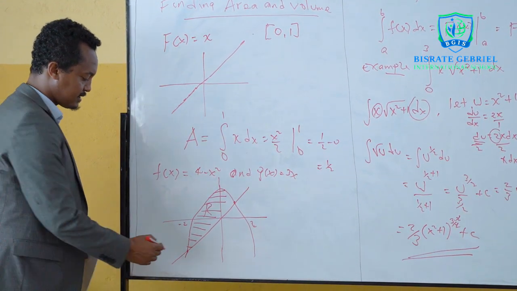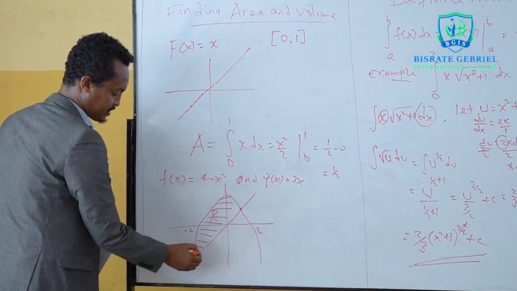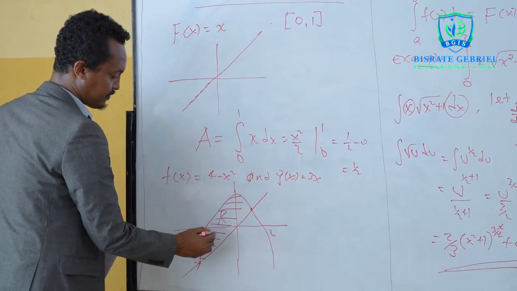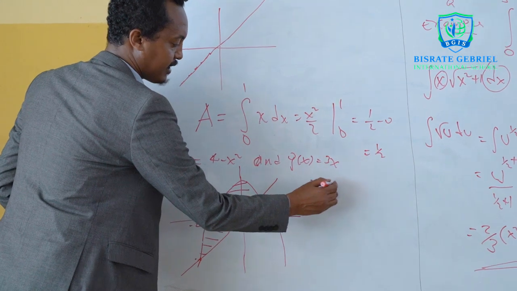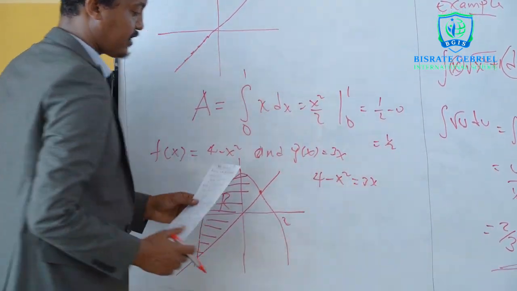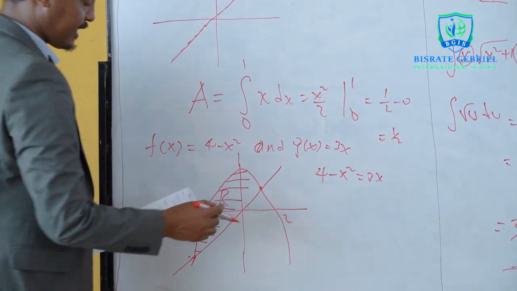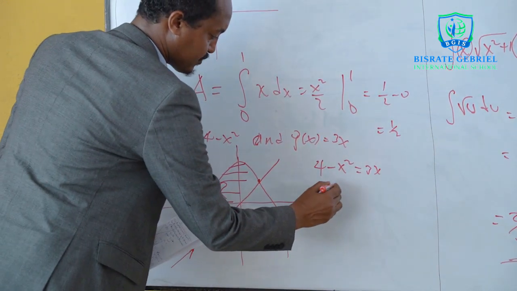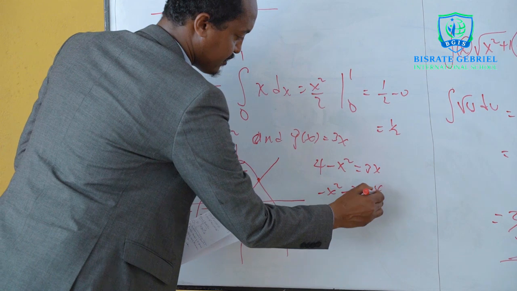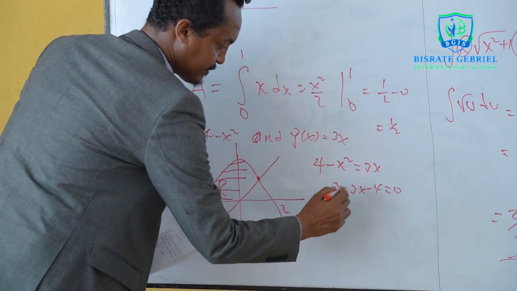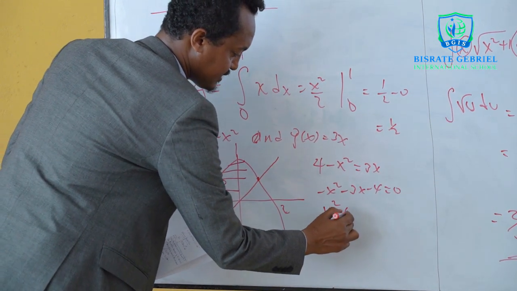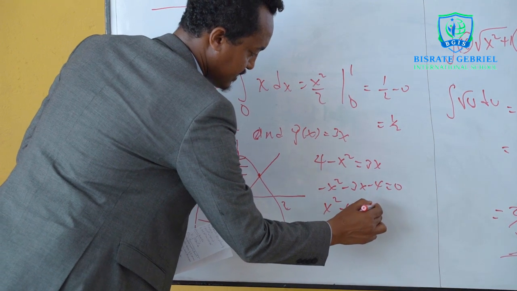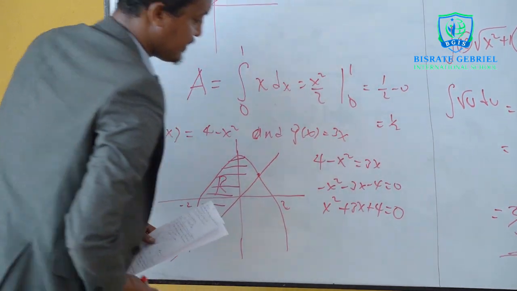So to find this, first we have to find the intersection points. To get the intersection points of these two graphs, we equate these two functions. When we equate these two functions, we get 4 minus x squared minus x equal to 0. Multiplying by negative, that becomes x squared plus x minus 4 equal to 0.